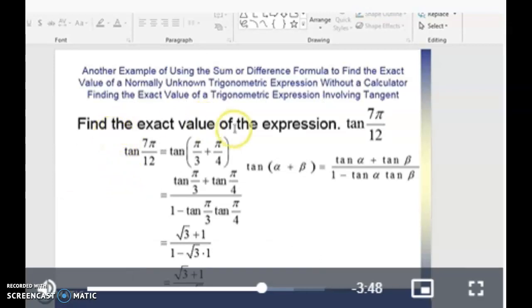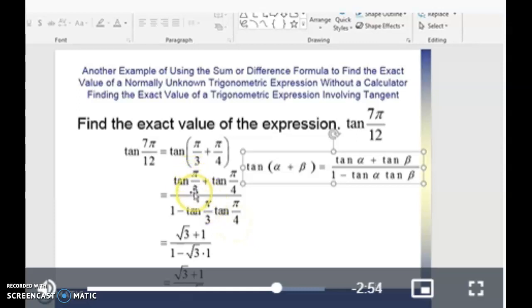Example: find the exact value of the expression tangent 7 pi over 12. Well, we just talked about that 7 pi over 12 is equivalent to pi over 3 plus pi over 4. So we have our alpha and beta, our first angle and second angle. We just plug this into the right-hand side of the formula, which tells us to take the tangent of the first angle, pi by 3, add to it the tangent of the second angle, pi by 4, adding those two tangents for the numerator, and then in the denominator, 1 minus, coming directly from the formula, the tangent of the first angle times the tangent of the second angle.